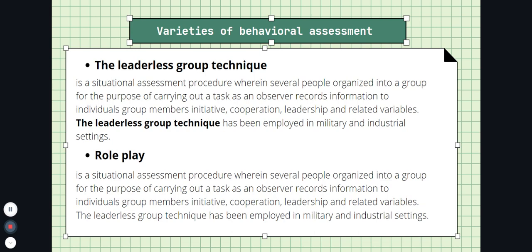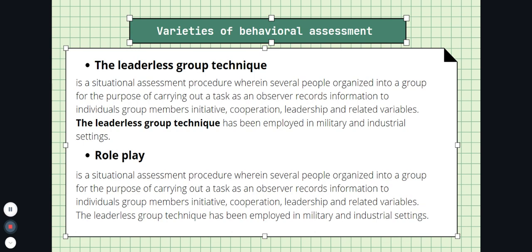So in here, this is a situational assessment procedure in which several people are organized into a group for the purpose of carrying out a task. Say for example, a group is given a task. The observer will record information related to the individual group members' initiative, cooperation, leadership, and related variables. Usually, the group members know that they are being evaluated, that their behavior is being observed and recorded.